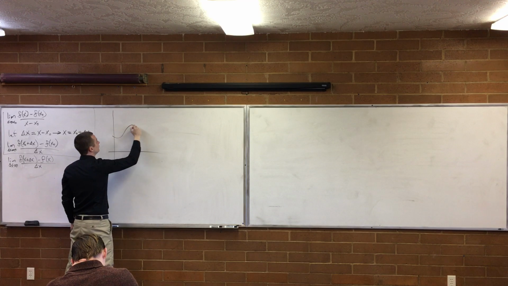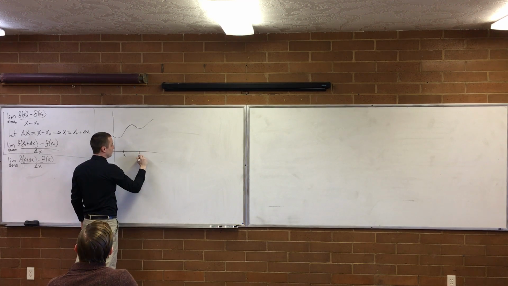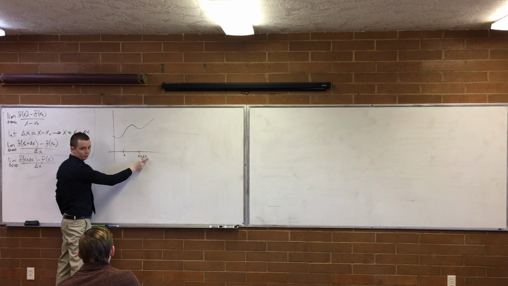If I've got some curve, and we've got a point x here, and a point x plus some distance, delta x. Delta x is the distance between them, right? So x and x plus delta x, some distance.